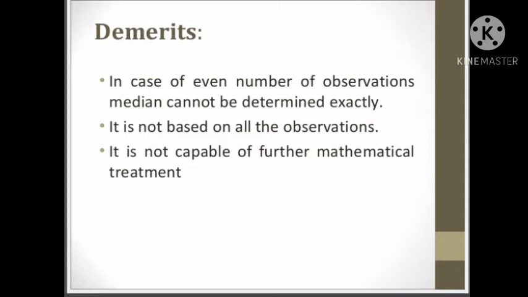Demerits for median. In case of even number of observations, median cannot be determined exactly. It is not based on all the observations. It is not capable of further mathematical treatment.